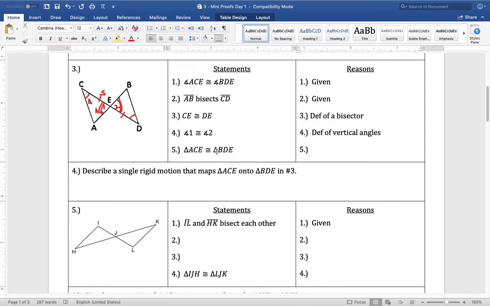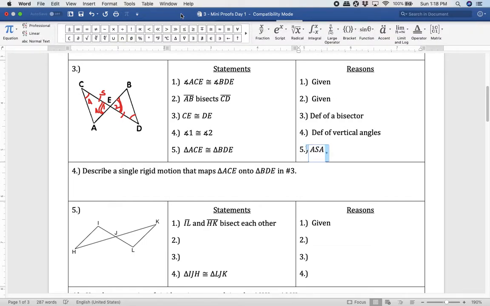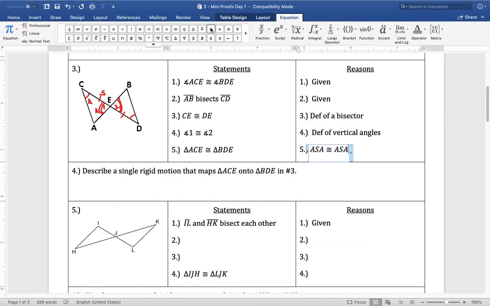And finally, we have the two triangles are congruent, and the reason that they're congruent, we said, was angle side angle congruent to angle side angle.